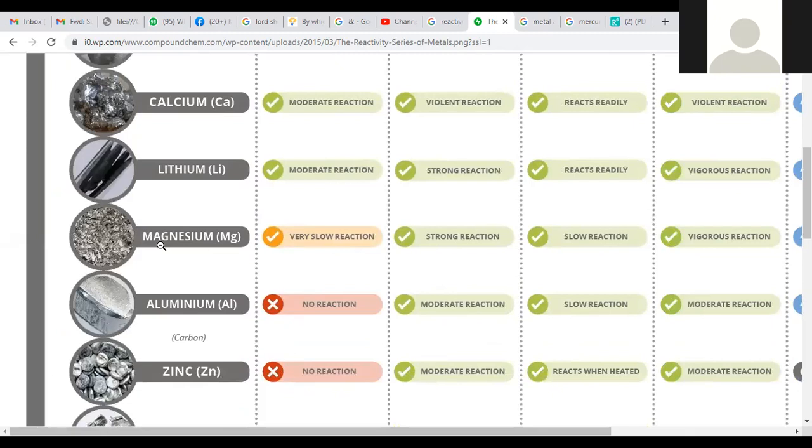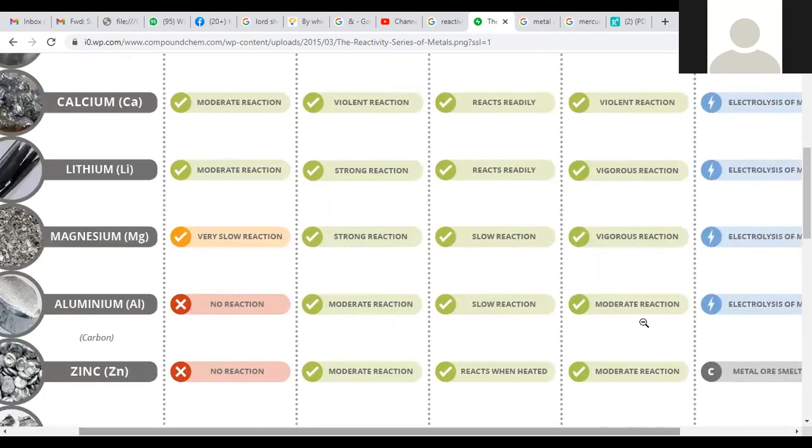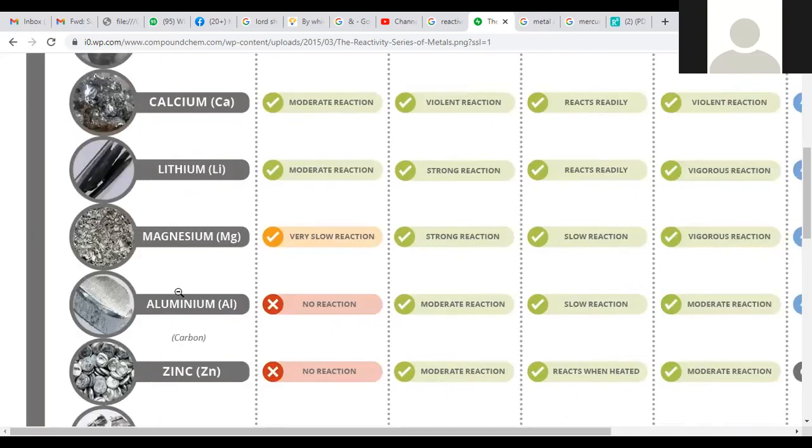Next is about magnesium. Upon adding magnesium to water, being sparingly soluble in water, the reaction is somewhat slow. And upon treating with steam, you can clearly observe that it will be spontaneous in nature. With oxygen, the reactivity is somewhat low, and acid treatment gives a vigorous reaction. Here also we can employ the electrolysis process for its purification.